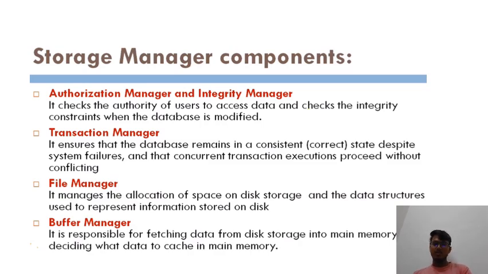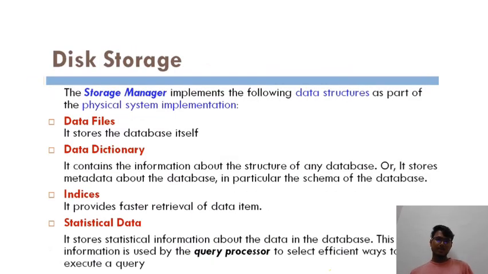File manager: it manages the allocation of space on disk and the data structures used to represent information stored on disk. Buffer manager: it is responsible for fetching data from the disk into main memory and deciding what data to cache in main memory. Disk storage: the storage manager implements the following data structures as a part of the physical system implementation: data files, data dictionary, indices, statistical data.